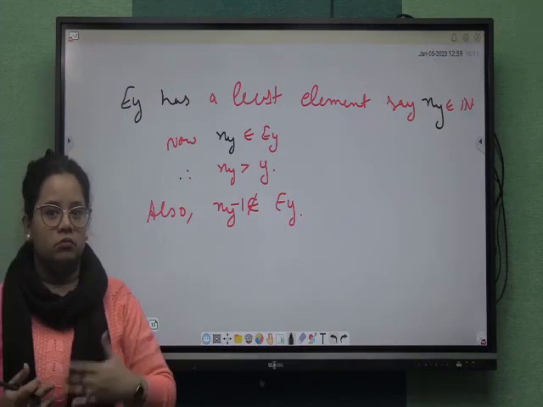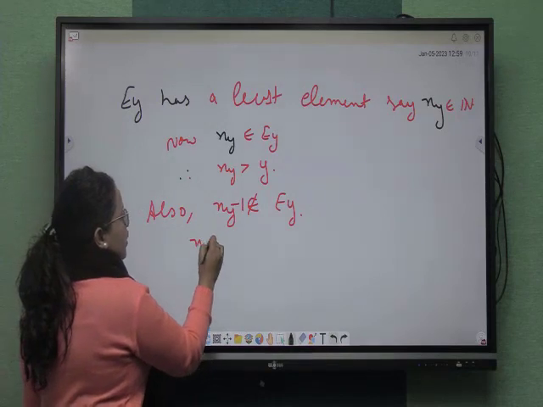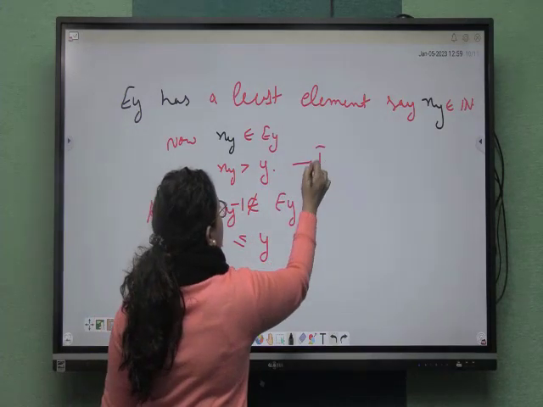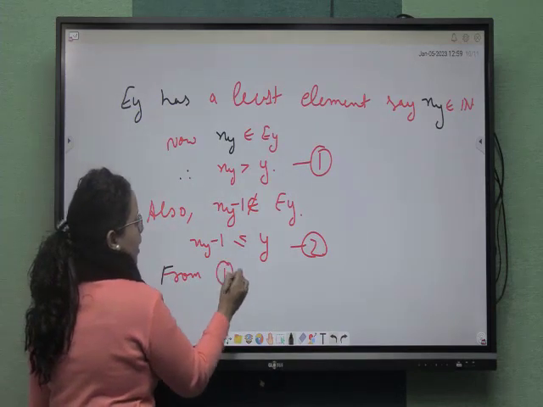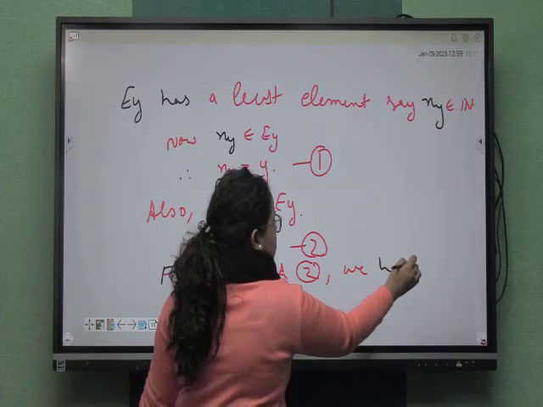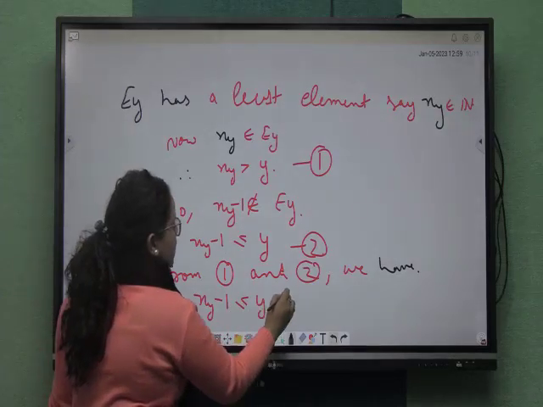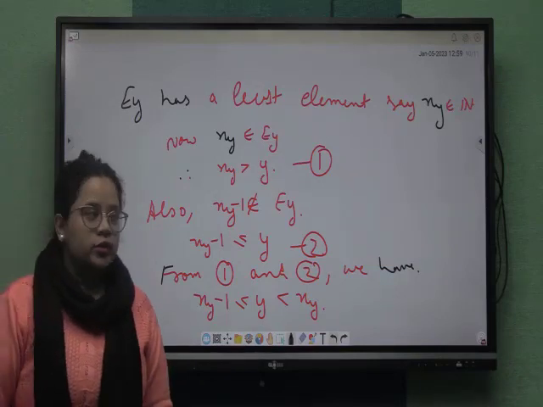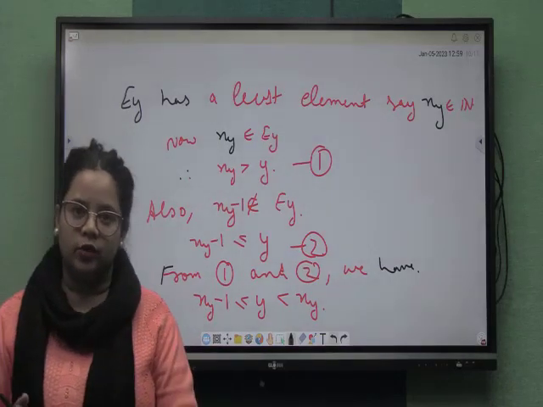Belonging to E_y means all elements are greater than y; not belonging to E_y means that n_y minus 1 is less than or equal to y. Now you can mark this as 1 and this as 2. From 1 and 2 we have this condition: n_y minus 1 is less than or equal to y, which is strictly less than n_y. Right? Okay, so that was the consequences related to the Archimedean property.